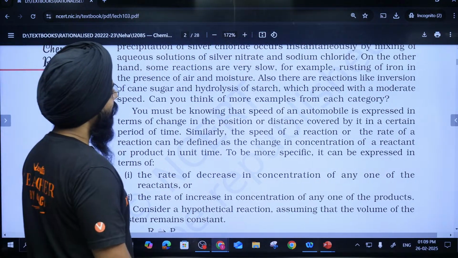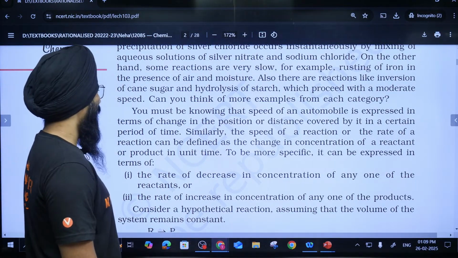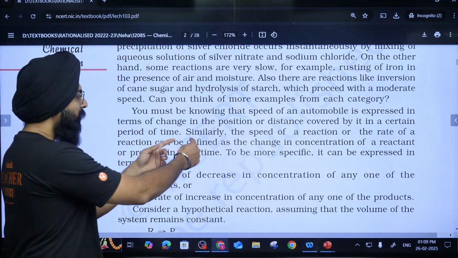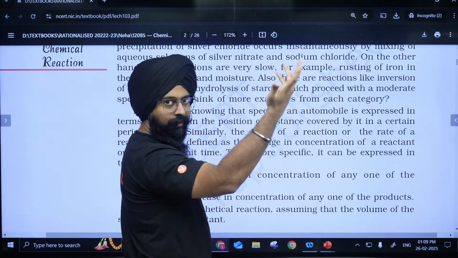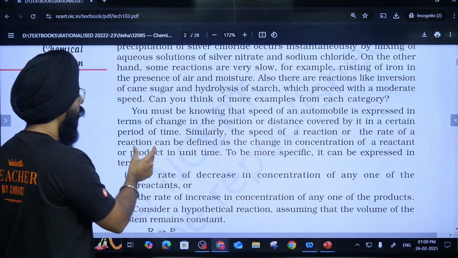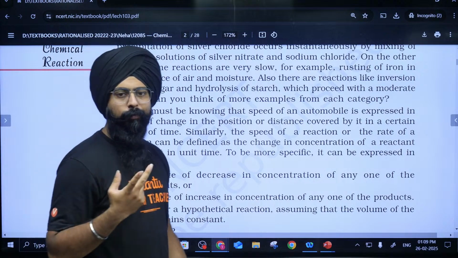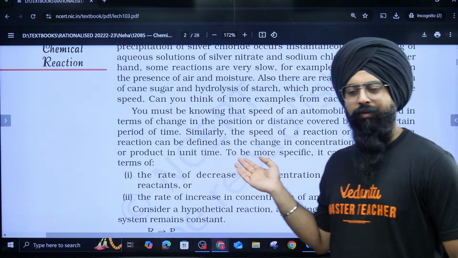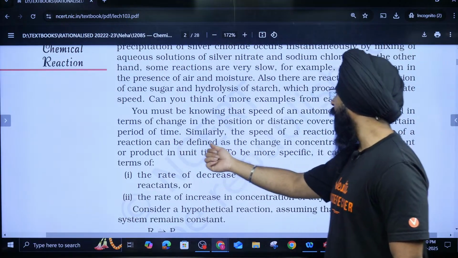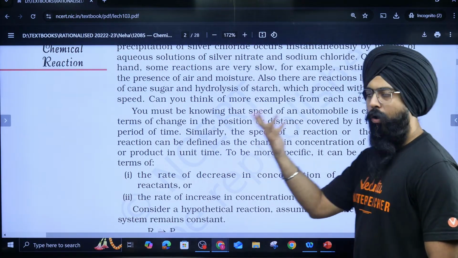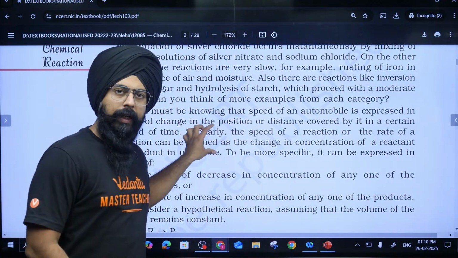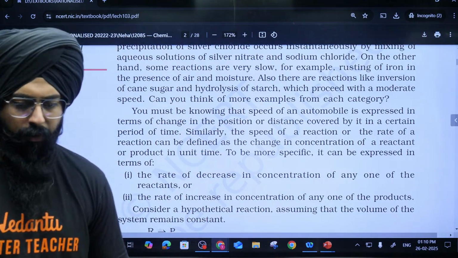You must be knowing that the speed of an automobile is expressed in terms of change in the position or distance covered by it in a certain period of time. Similarly, the speed of a reaction or the rate of a reaction can be defined as the change in concentration of a reactant or product in time. So even they have given the example of speed. And at the end of that example, they've mentioned that it can be defined as the change in concentration of the reactant or product with respect to time. So if you write something like this, you will get full marks in the board exam.